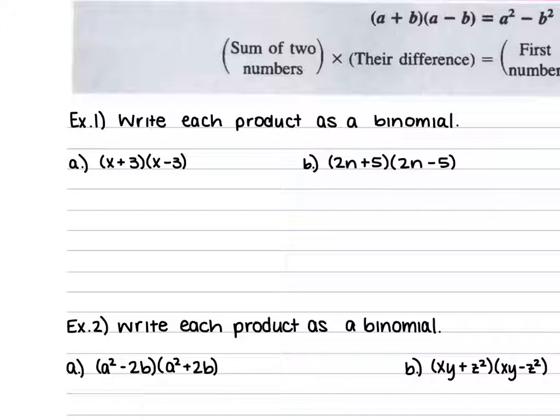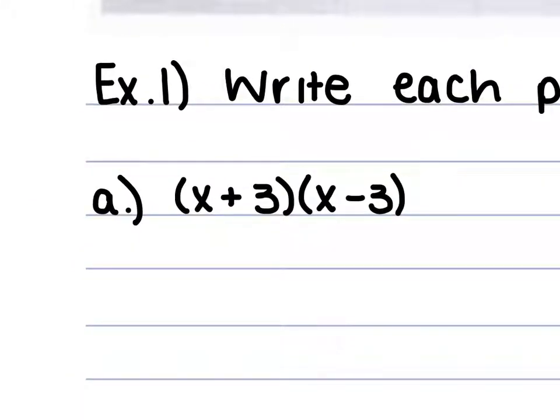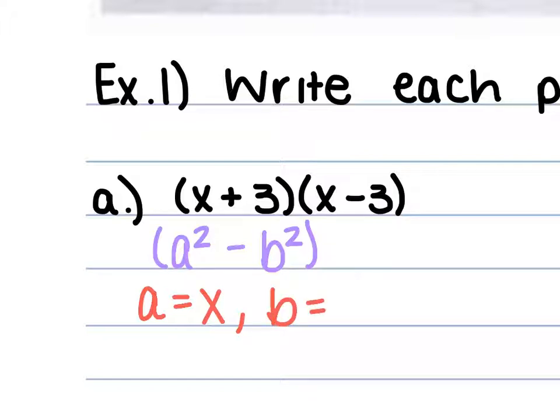We look to see that our a is the same in both sets of parentheses. Our a is x in both, and our b is the same as well, which is 3. So we see that we have opposite signs between that a and that b in both sets of parentheses. So we can literally rewrite this as a squared minus b squared. So we said that our a is x, our b is 3. So we're just going to plug those values in.